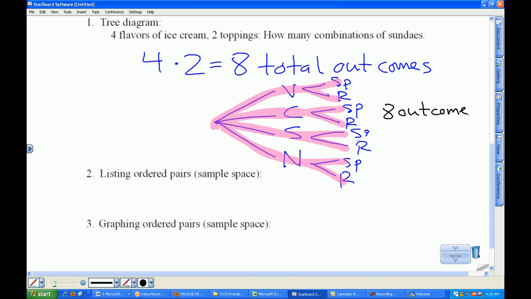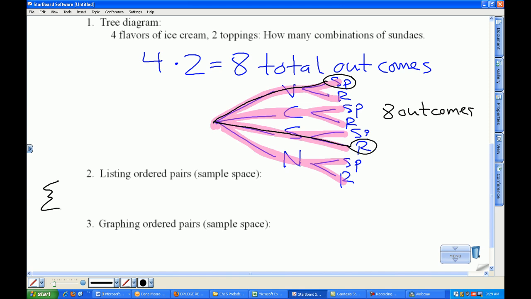And you get to the outcomes by going from the trunk down the branch, keep following the branches till you get to basically that leaf on the end. That is vanilla with sprinkles. And of course if I went over here and went down this branch, strawberry with Reese's Pieces, and there's my leaf at the end of that branch. And that's how you come up with all of the different outcomes. So highlighted here is an example of a tree diagram. We can list the ordered pairs in something called a sample space.